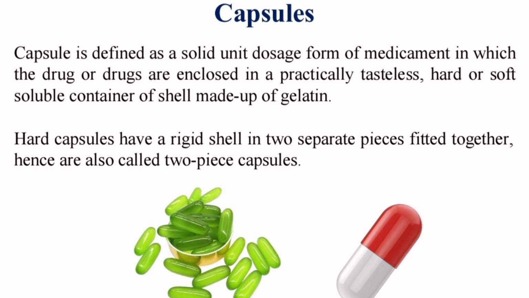Hard capsules have a rigid shell in two separate pieces fitted together, hence they are called two-piece capsules. This hard capsule is known as a two-piece capsule also.